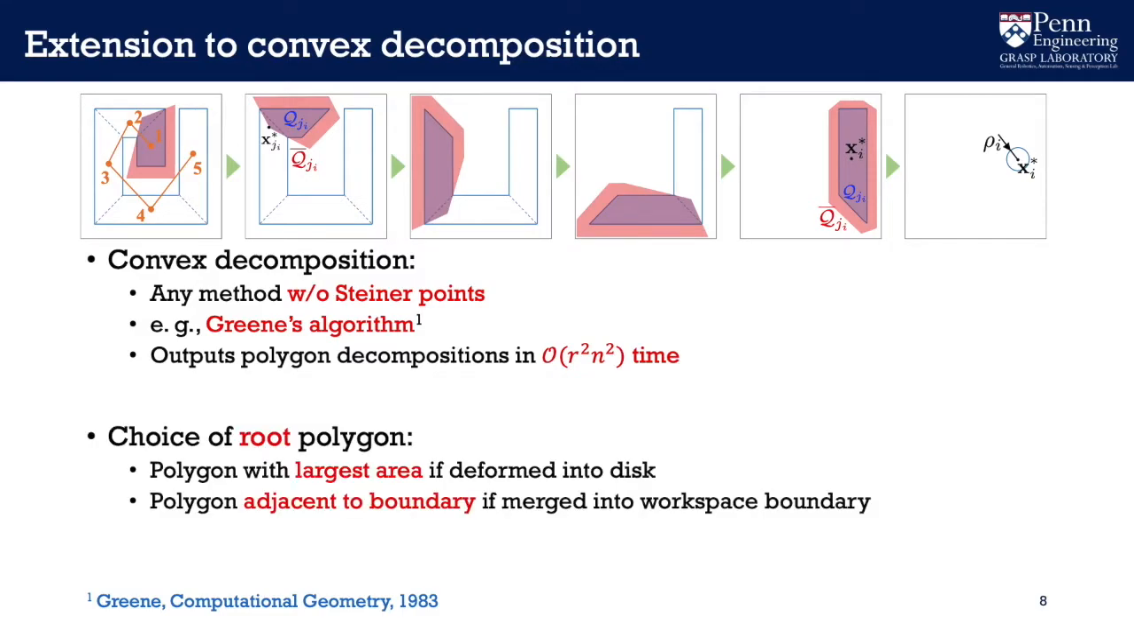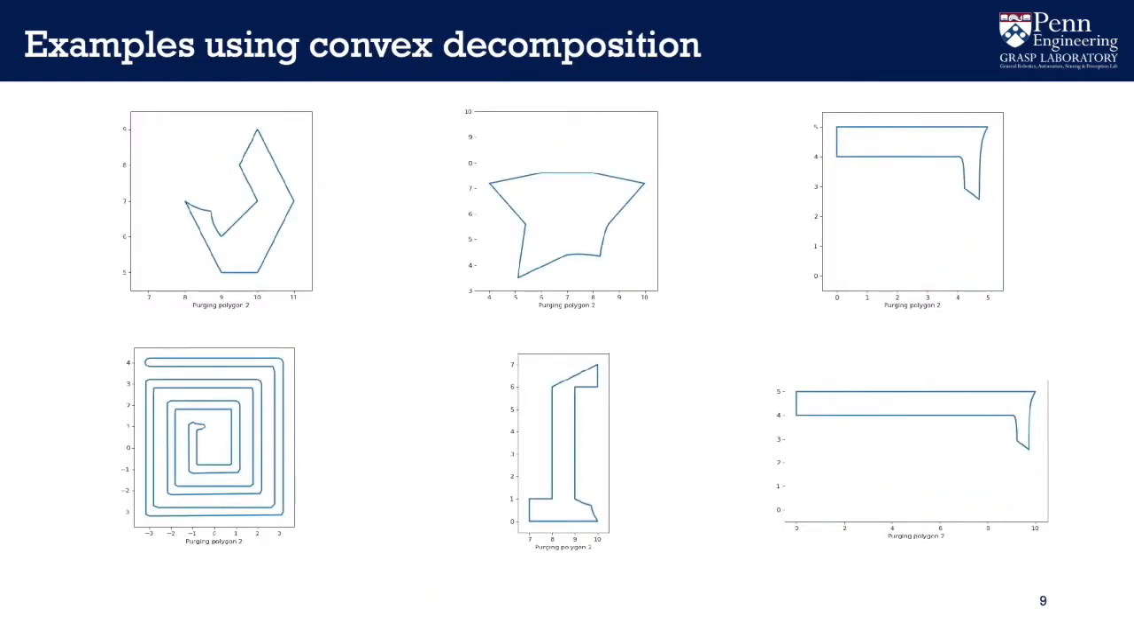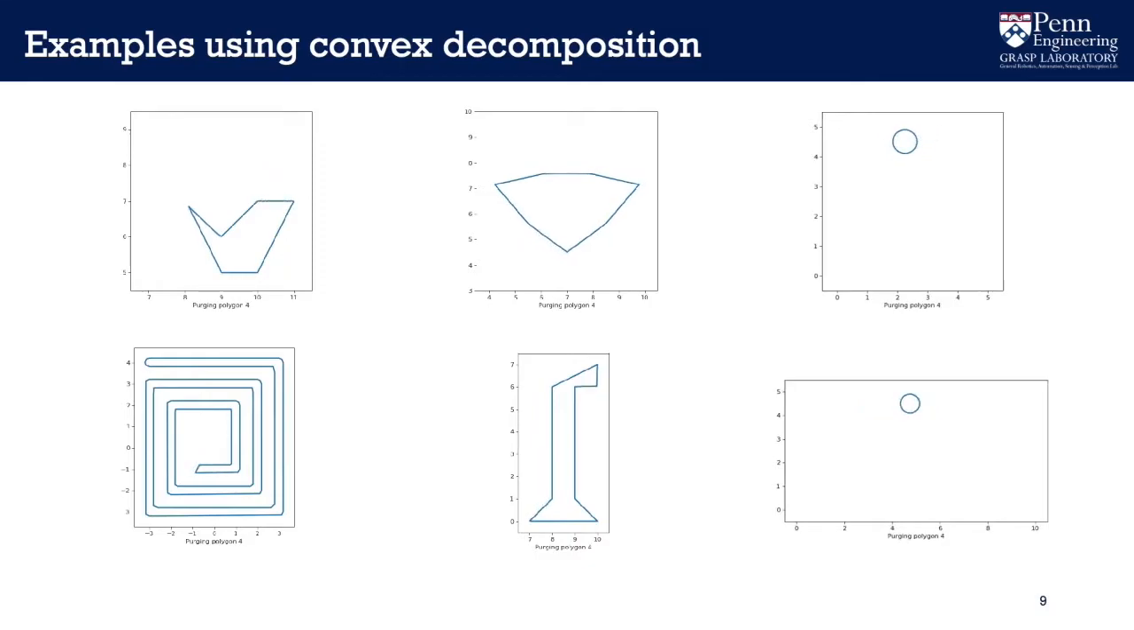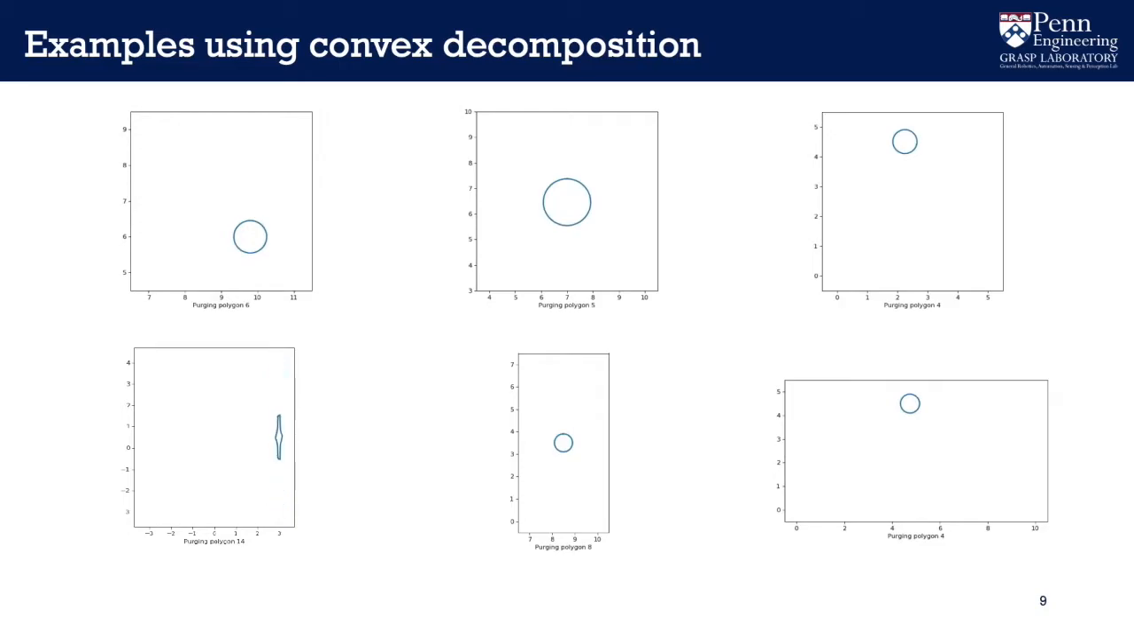As the root convex polygon, we pick either the polygon with the largest area if the obstacle needs to be deformed to a disk, or any polygon adjacent to the workspace boundary if the obstacle needs to be merged to this boundary. Here are some examples that demonstrate how the method works. With convex decomposition and by successively performing leaf purging as described before, any non-convex obstacle can be eventually mapped to an equivalent disk, no matter how many non-convex fingers it has. The efficient implementation of our leaf purging algorithm in C++ also allows for real-time performance on robot hardware.